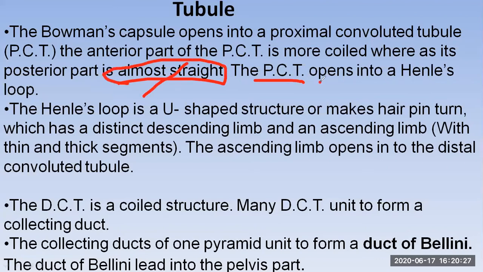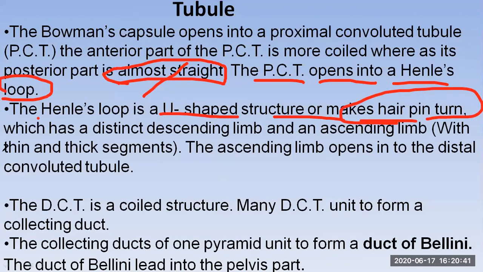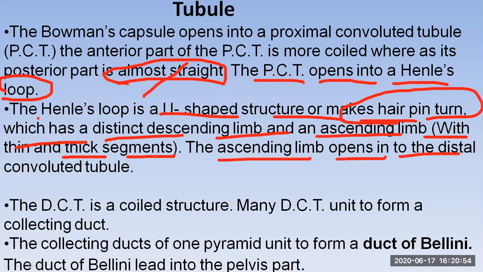The proximal convoluted tubule opens into the loop of Henle, a U-shaped structure. The loop of Henle makes a hairpin turn and has a distinct descending limb and ascending limb. The descending limb is thin and the ascending limb is thick. The ascending limb opens into the distal convoluted tubule, and the DCT is a coiled structure.